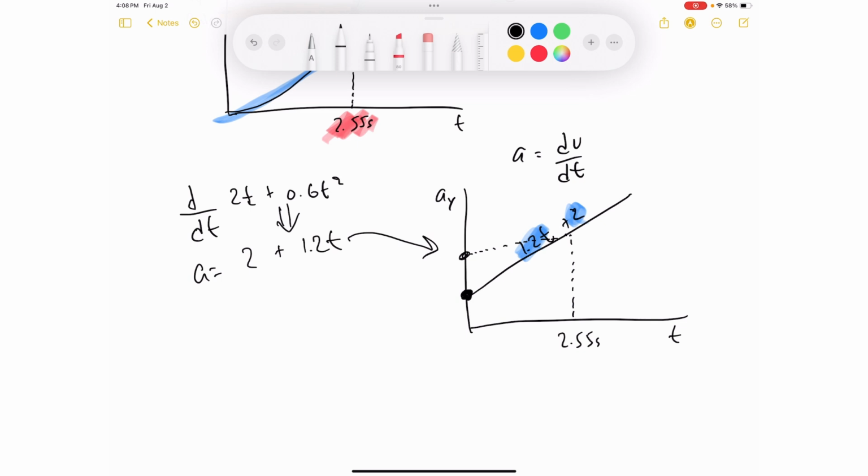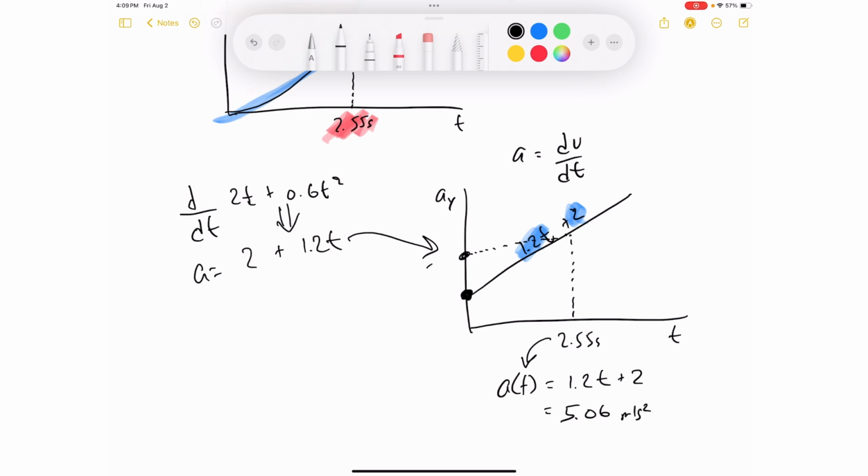Now look for this guy, right? So all I have to do is, this is acceleration as a function of time is equal to 1.2t plus 2. And all I have to do is pass in 2.55 into that function. And you'll get 5.06 meters per second squared.